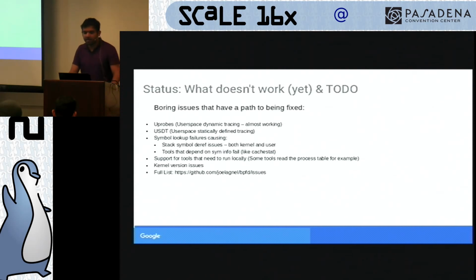So many things are not working right now, but they're very close to working. I call these the boring issues because there's a clear path to getting them to work, but they just need some work to be done. So that involves user space dynamic and static tracing, symbol lookups, new tools, and tools that need to read stuff on the remote target, but they read stuff on the local machine. That is my laptop in this case. There's a full set of issues I've created in the issue list.